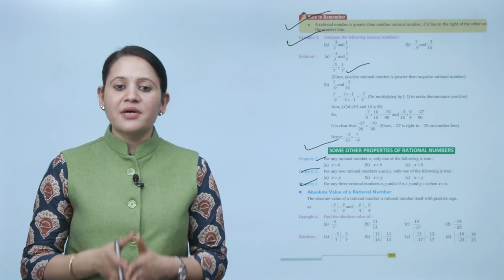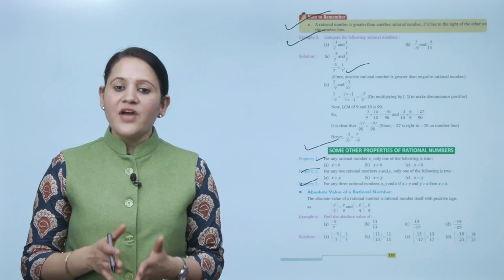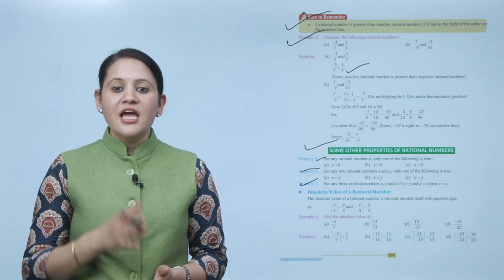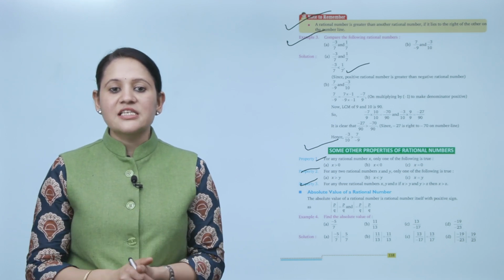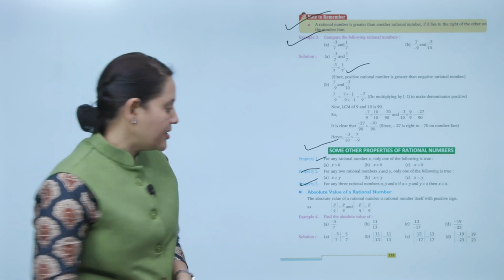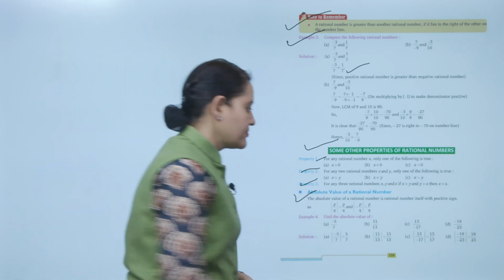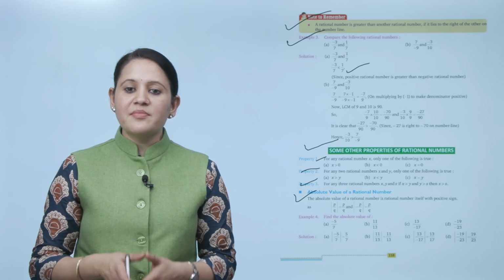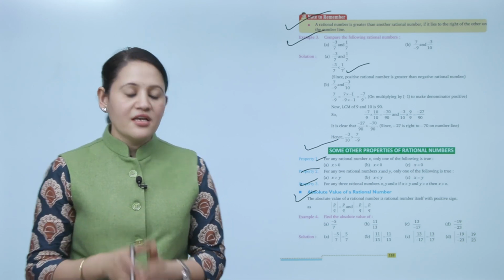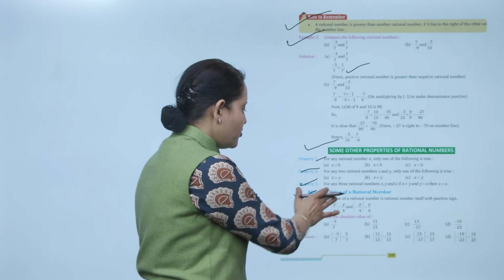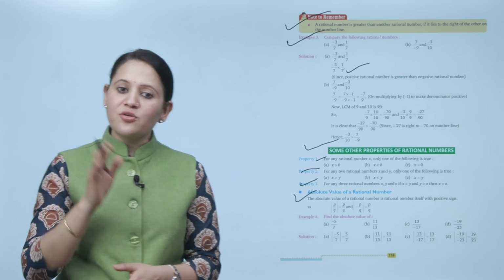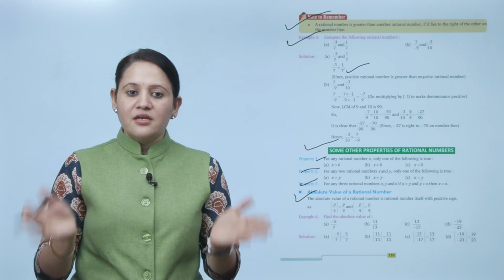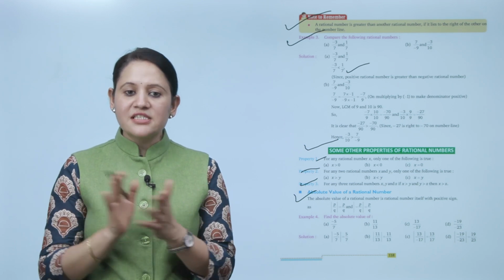For any three rational numbers x, y and z, if x is greater than y, and y is greater than z, then x is greater than z. Next is the absolute value of a rational number. The absolute value of a rational number is the rational number itself with a positive sign. Like the absolute value of p by q is p by q, or minus p by q is also p by q, because in absolute value we don't consider the sign.